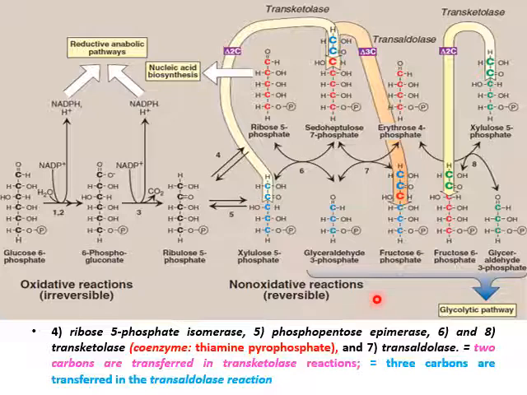So in this phase of the HMP pathway, we get many sugars. For example, we get sugars ranging from 3 carbon to 7 carbon. You can spot all these sugars in this diagram. The 3-carbon sugar is glyceraldehyde 3-phosphate. The 4-carbon sugar is erythrose 4-phosphate. The 5-carbon sugar is ribose 5-phosphate. There is another 5-carbon sugar, xylulose 5-phosphate, and ribulose 5-phosphate is also a 5-carbon sugar. Then the 6-carbon sugar is fructose 6-phosphate, and pseudoheptulose 7-phosphate is a 7-carbon sugar.